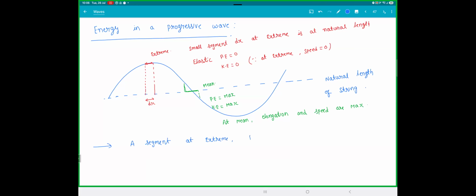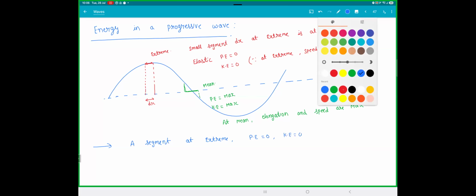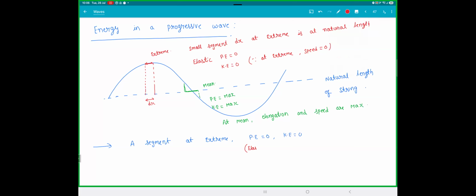This is a good theoretical question. The potential energy is 0, kinetic energy is 0. Just to be careful, when they say potential energy, we are talking about elastic potential energy, not the gravitational. A segment at a mean position, potential is maximum, kinetic energy is also maximum. So energy of a segment is not conserved. So when a wave is going on a string, at every point the energy is continuously changing. Energy is not constant.